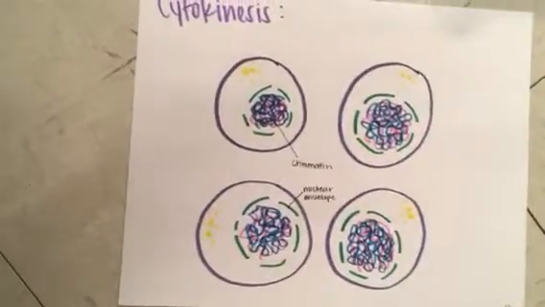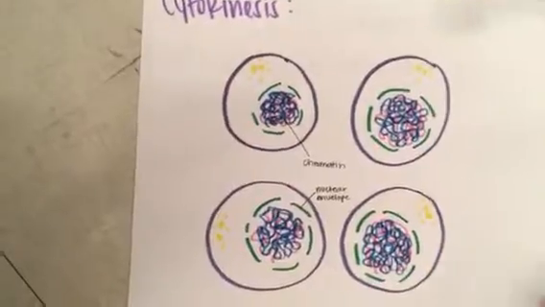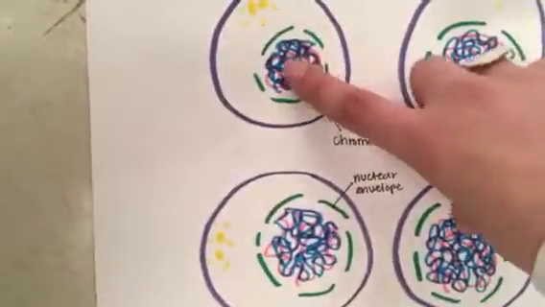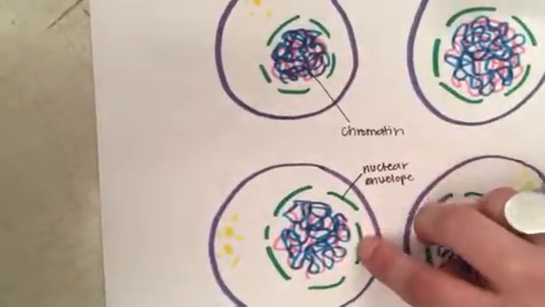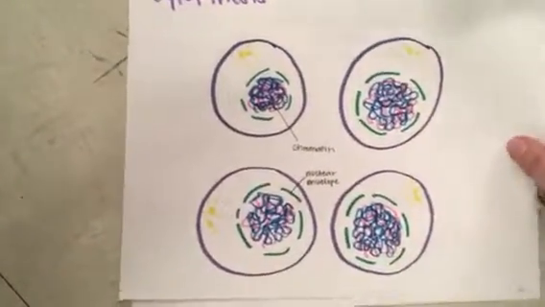During cytokinesis, a nuclear envelope forms around each set of chromosomes. The cytoplasm divides. The chromatin, which is condensed, and the nuclear envelope, which is surrounding the chromatin. And then the centrioles are still along the outside of the cell.